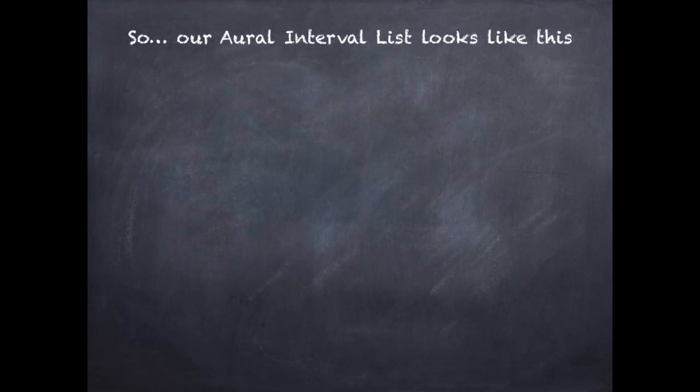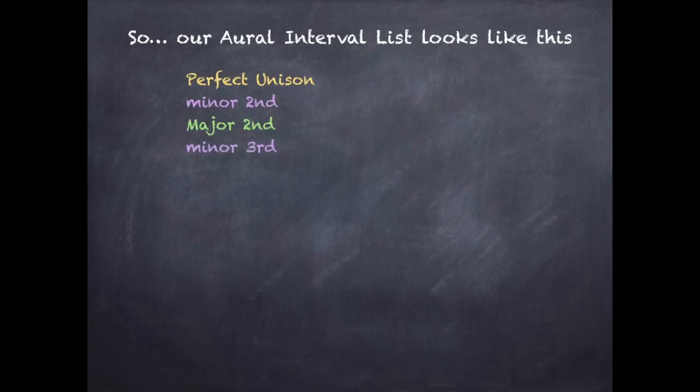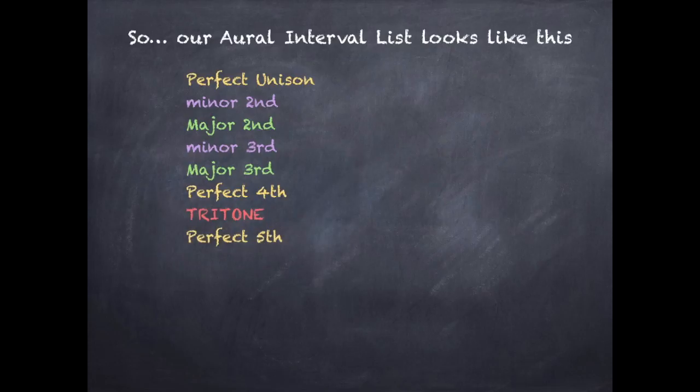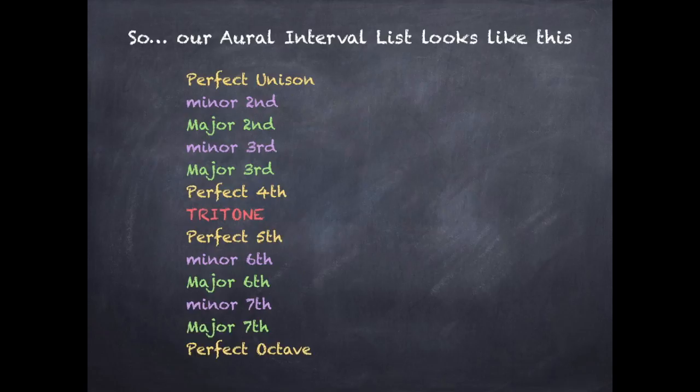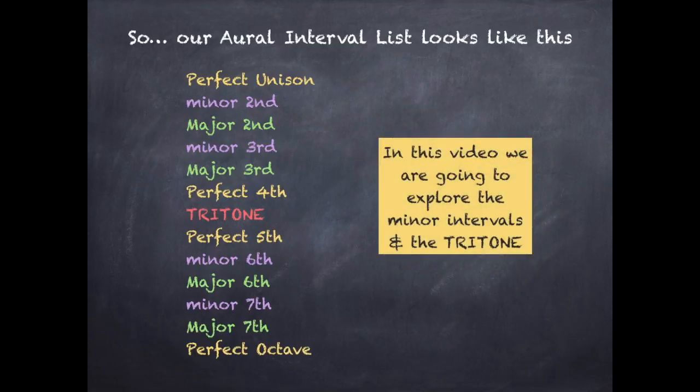So, our aural interval list looks like this: perfect unison, minor second, major second, minor third, major third, perfect fourth, the tritone, perfect fifth, minor sixth, major sixth, minor seventh, major seventh, and a perfect octave. In this video, we're going to explore minor intervals and the tritone.